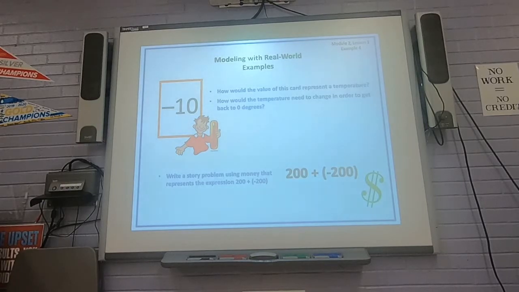All right, the second thing says write a story problem using money that represents the expression 200 plus -200. So you could say something like you have $200 and then you pay a bill that's 200, so you're losing that 200, so now you're at 0.